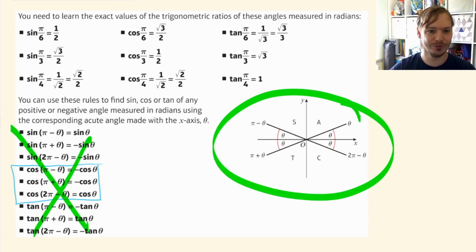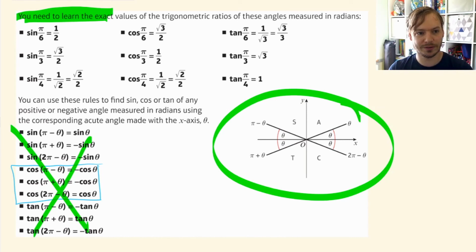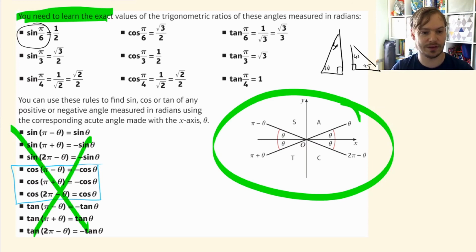There is also this section saying you need to learn the exact values of trig ratios. You already know these. These are the ones that come from the 30, 60, 90 and the 45, 45, 90 triangles. Right? So these are the ones that come from this right angle triangle and this right angle triangle. We already looked at them. The only difference here is that instead of saying 30, we're now saying pi over 6. So this is the same thing as sine 30. It's just now we're working in radians.